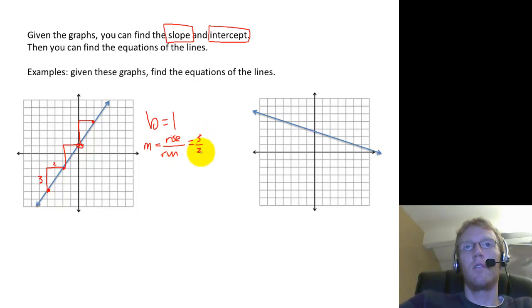equals 3 over 2. Okay, and now I can write y equals mx plus b, and then I can fill in y equals, the slope is up 3 over 2, and my b was 1, so plus 1.